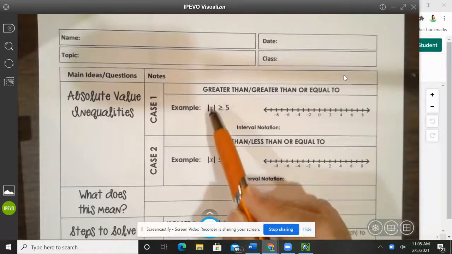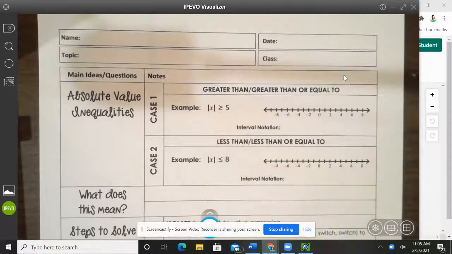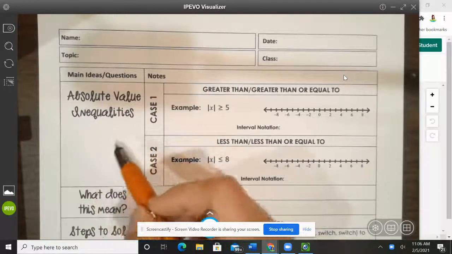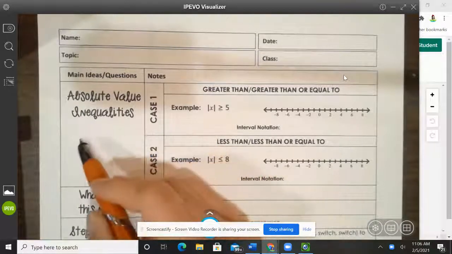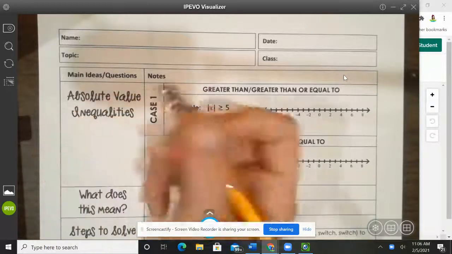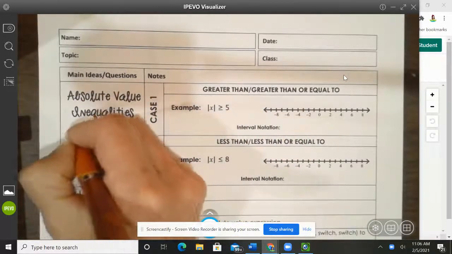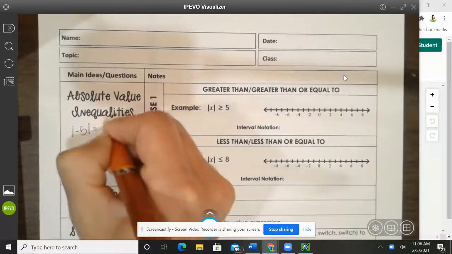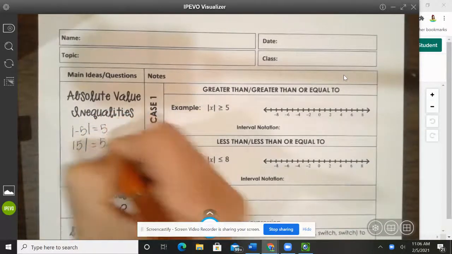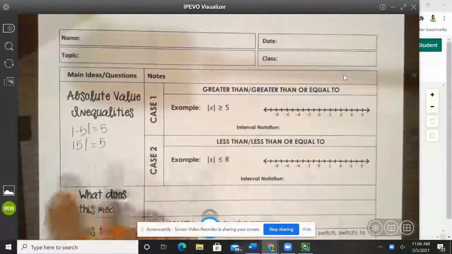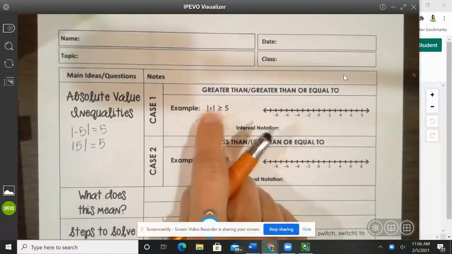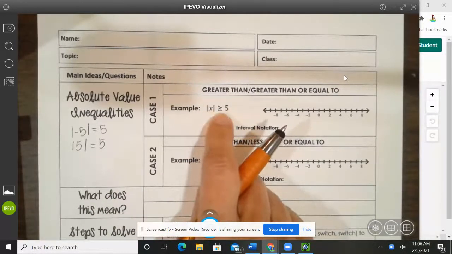So in this case, there's an absolute value. Remember, absolute value is the distance between zero and that number. So absolute value is always positive, because it's distance. So the absolute value of -5 equals 5, and the absolute value of 5 equals 5, right? It's the distance, the units, from 0 to that number. So now we're dealing with absolute value inequalities, okay?